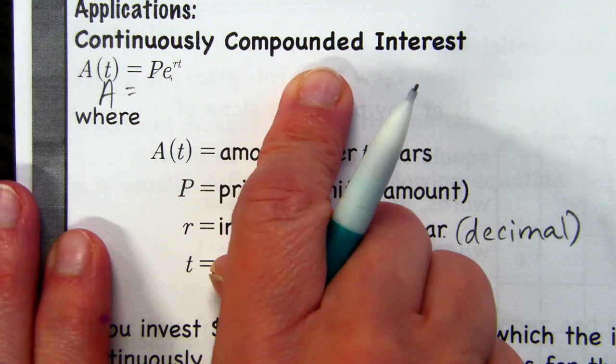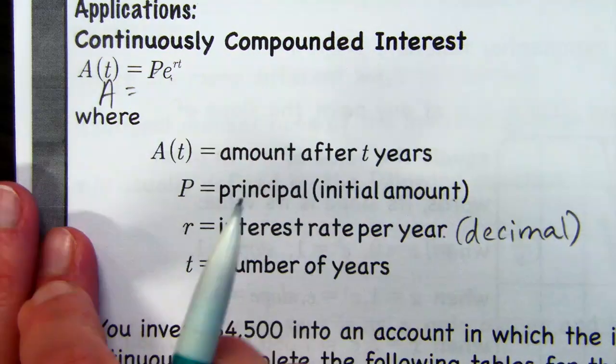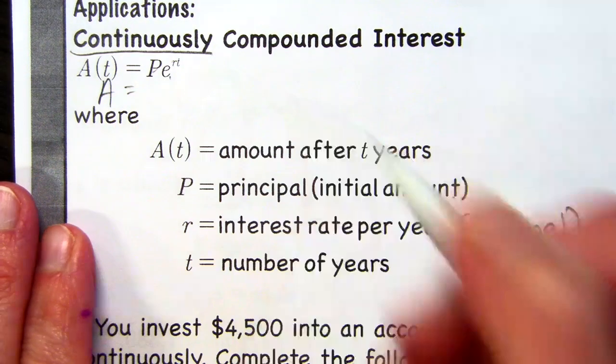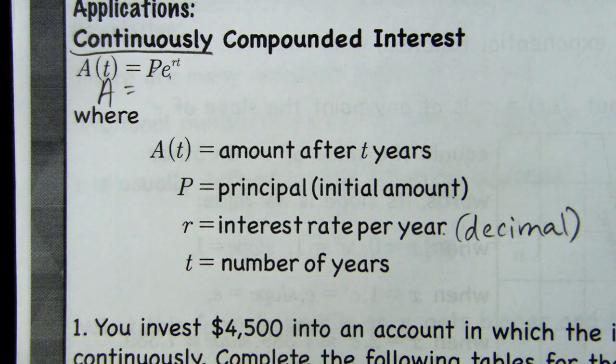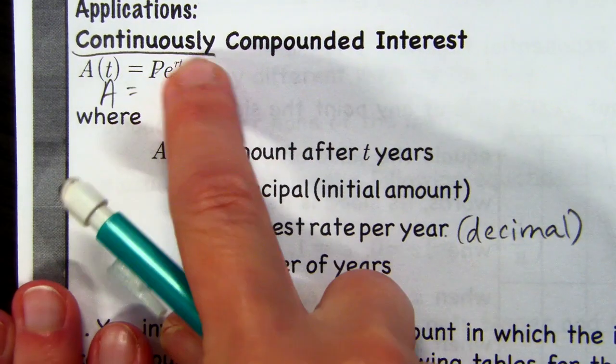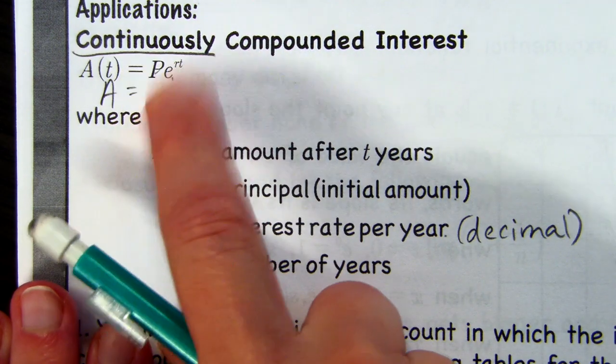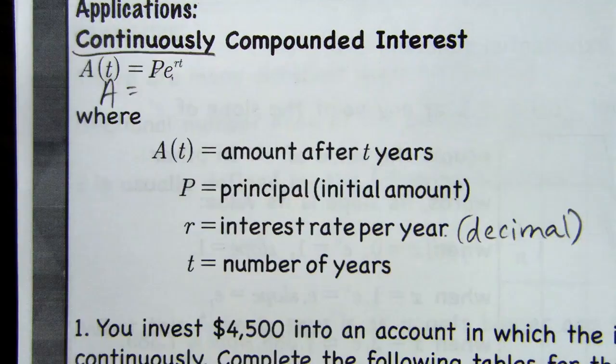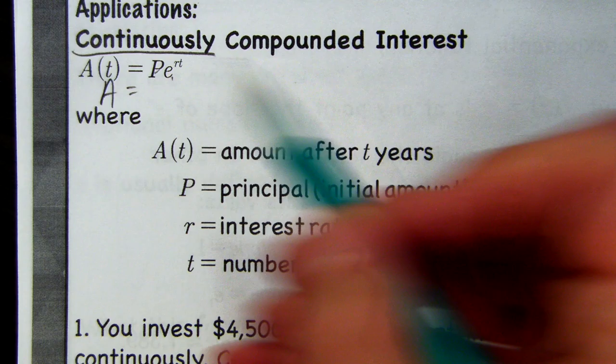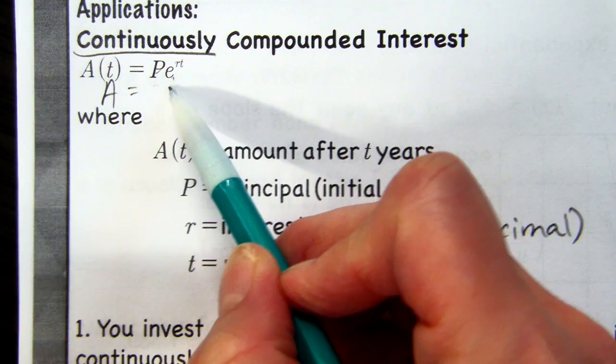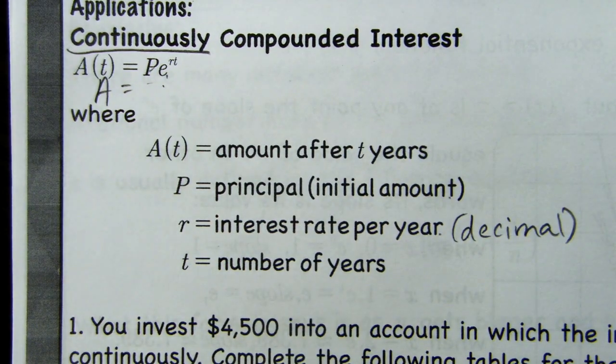Now, how you know when you're reading a problem if you're using this formula or the other is if it's going to say continuously. If it says it's compounded quarterly, that's going to be 4 times a year. If it's compounded monthly, that's 12 times a year. If it's compounded annually, that's 1 time a year. But if it says compounded continuously, suddenly we're using this formula. And somebody's already worked out, using all of their calculus, that e is the base that makes this work and helps us get that maximum amount of interest.